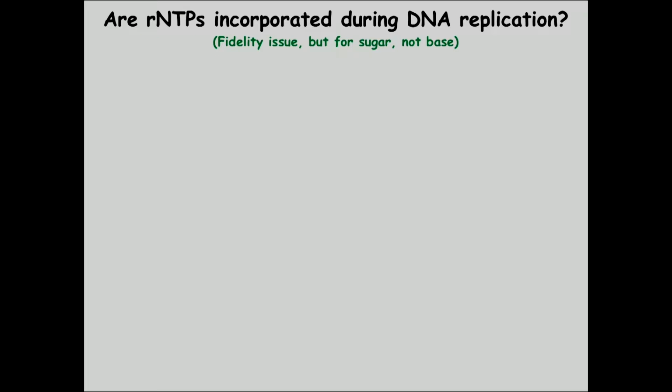Are they incorporated during DNA replication? This is a fidelity issue, but for the sugar, for an incorrect sugar, not an incorrect base. And one example of why we are interested in this, my lab is interested in the fidelity of DNA replication. And so we got interested because if there's a 2' hydroxyl of a ribose in a DNA molecule, it can attack the sugar phosphate backbone and cleave it to leave a cyclic 2', 3' phosphate and a 5' hydroxyl, which need to be processed in order to be repaired correctly. And in that processing is the opportunity for aberrant chemistry to take place and therefore mutations to arise.